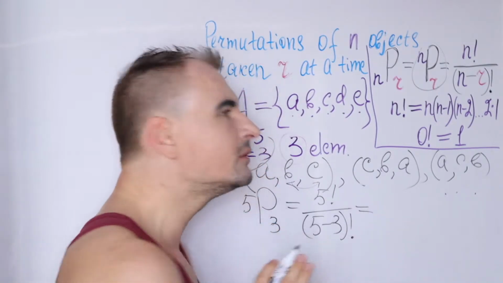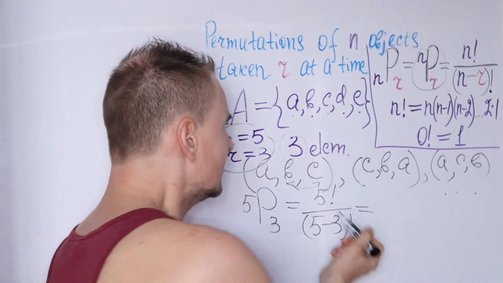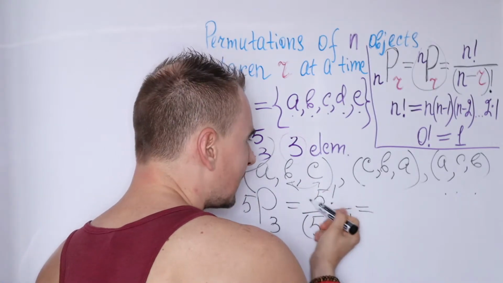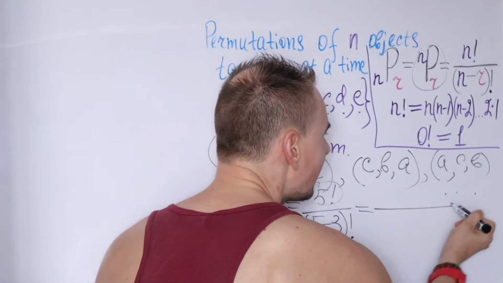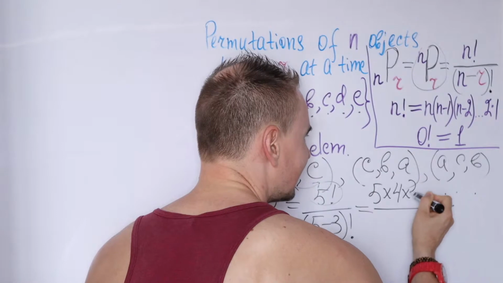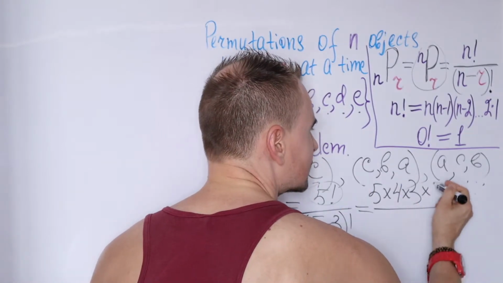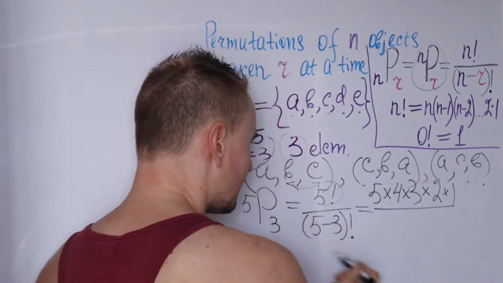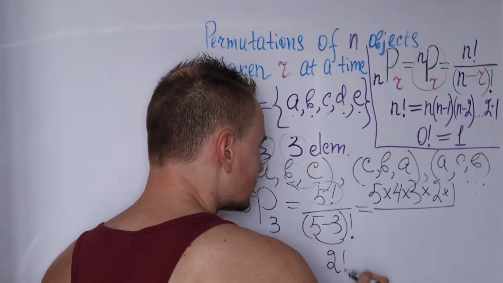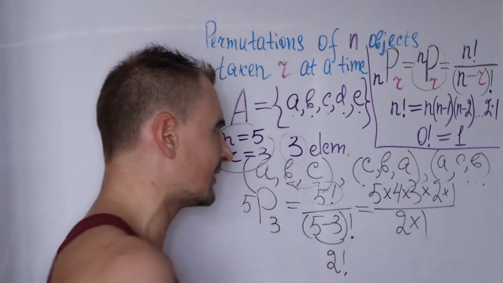Basically you don't even need a calculator to figure out this number. I will show you how to do it by hand. Spell out this 5 factorial: 5 times 4 times 3, and keep going all the way down to 1. Now 5 minus 3 gives you 2 factorial, and spell it out: 2 times 1.